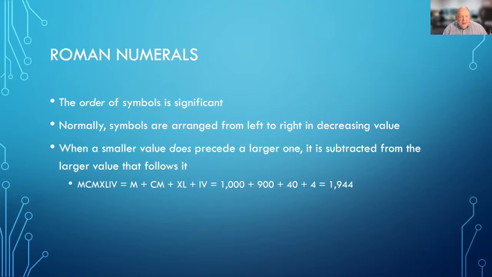Complicated, I know. So take the value MCMXLIV. So the M is 1000, CM is 100 away from 1000, or 900. XL is 10 subtracted from 50, or 40. And IV is 1 subtracted from 5, or 4. So you get 1944.